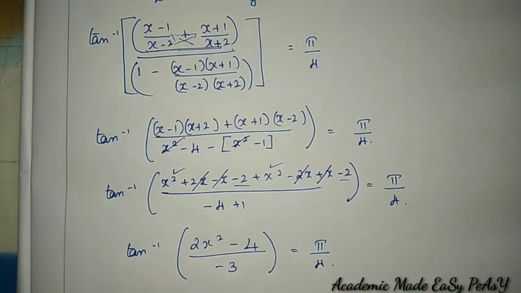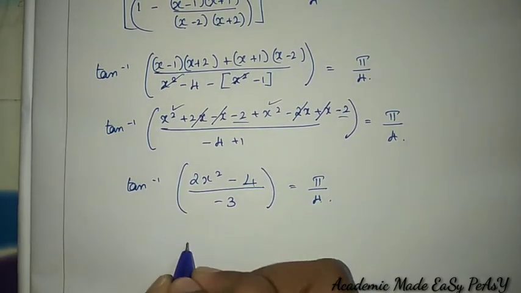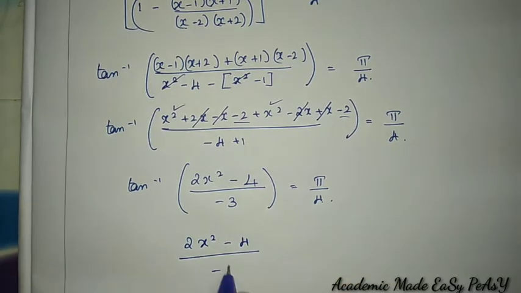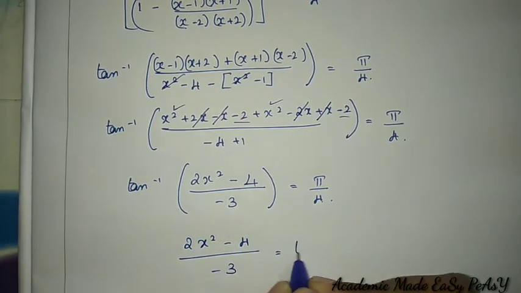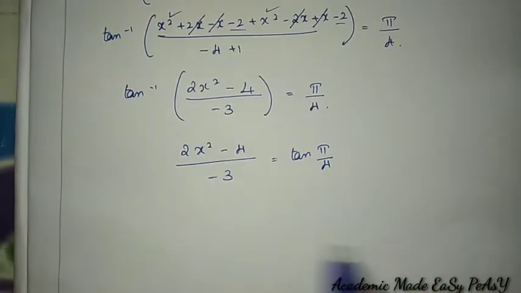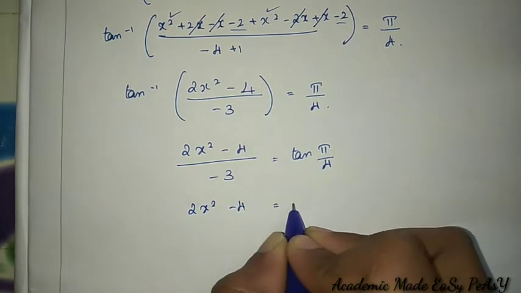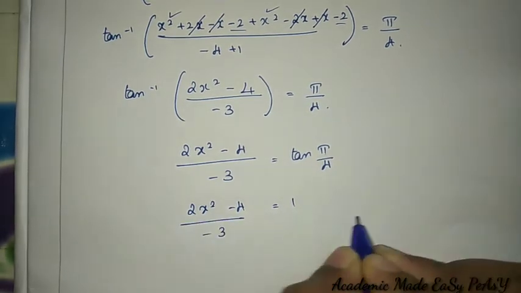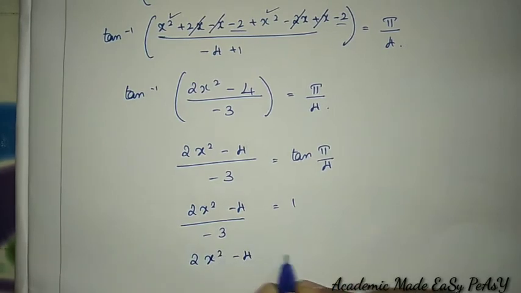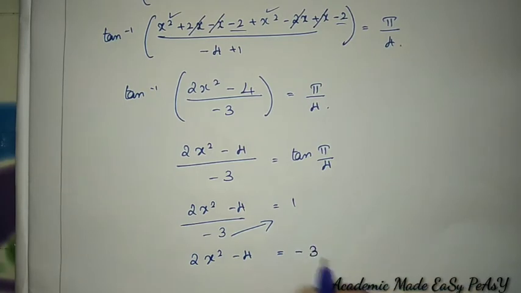In the next step I will take my tan to the RHS. So (2x square minus 4) divided by minus 3 is equal to tan pi by 4. What is tan pi by 4? It is 1. So (2x square minus 4) divided by minus 3 is equal to 1. Then I will have 2x square minus 4 is equal to, taking the denominator to that side, minus 3.